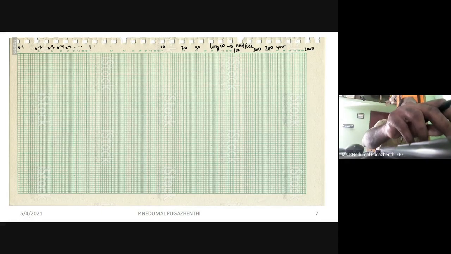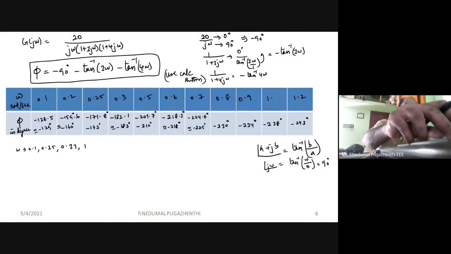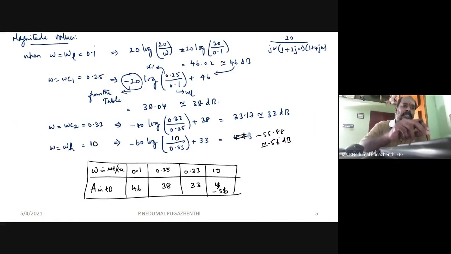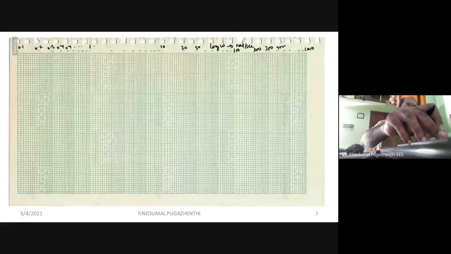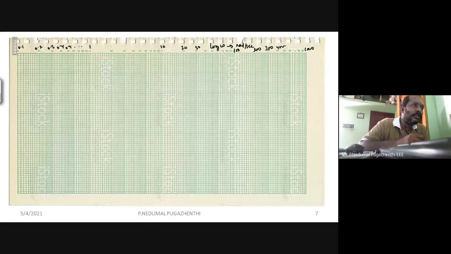Now look at my table. What does my magnitude table say? It has a variation from 46 to minus 56. So I will choose the scale accordingly. Plus 46 to minus 56. So let me take this as maybe 50. The first topmost is going to be 50.